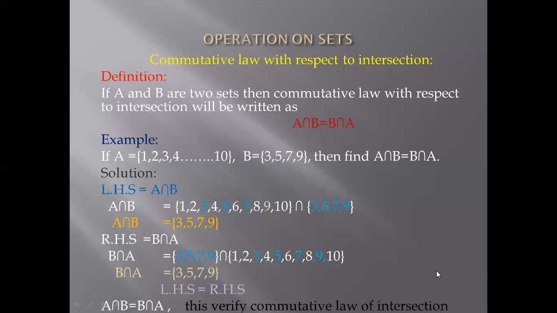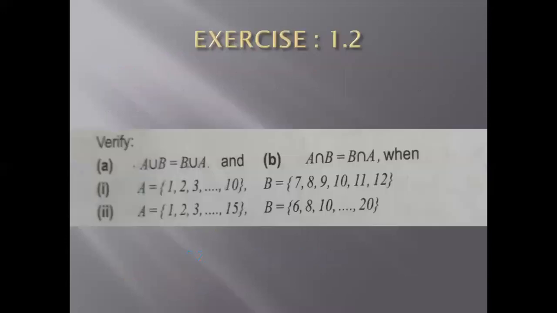Now we come to the exercise. You see question number 1, exercise 1.2. Question number 1 is verify A union B is equal to B union A. And the B part of the same question is A intersection B and B intersection A. Sometimes in the question they mention that both sets are given and they write in words: prove the commutative law of union and commutative law of intersection.